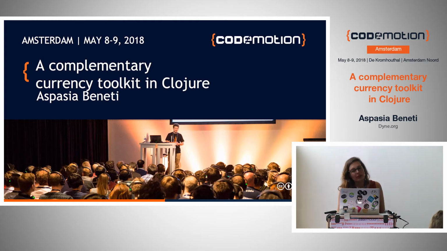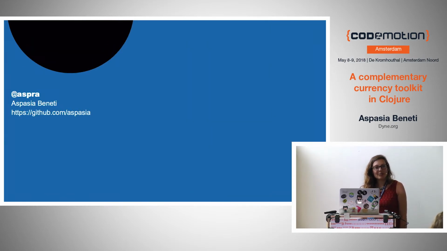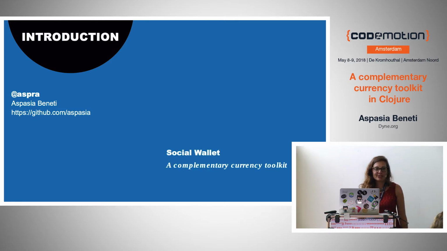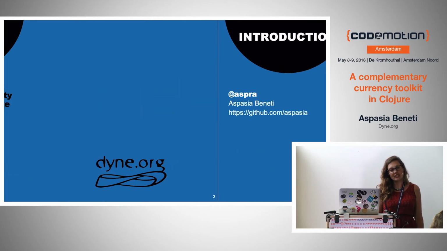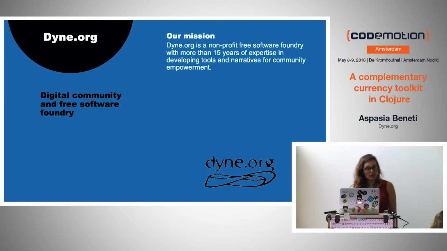And for the ones wondering what this little woman is doing here, I'm Aspasia. I'm a software developer. I used to be a Java developer for many years, and then I went rogue and became a Clojure developer. For the last 1.5 years I've been at Dyne.org, a non-profit organization based in Amsterdam. It's an international organization. There I'm the lead developer for the social wallet toolkit, which I'm going to present today.